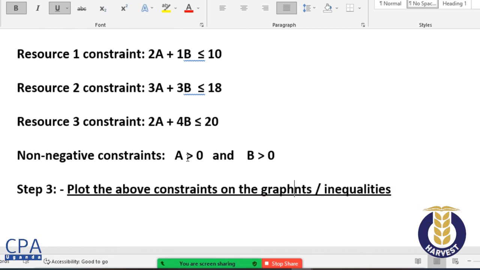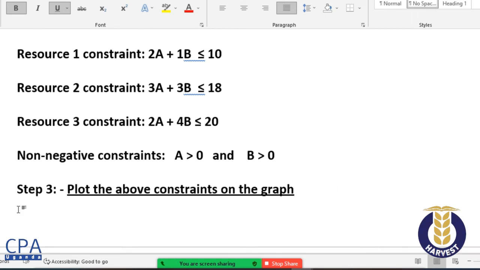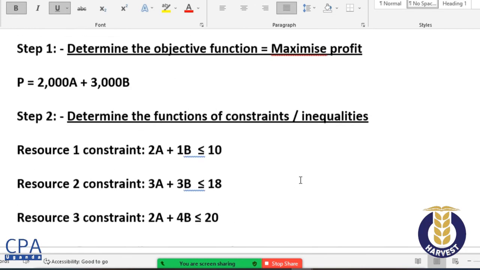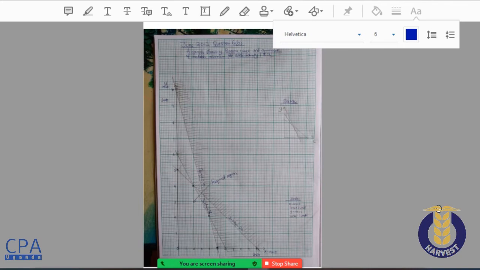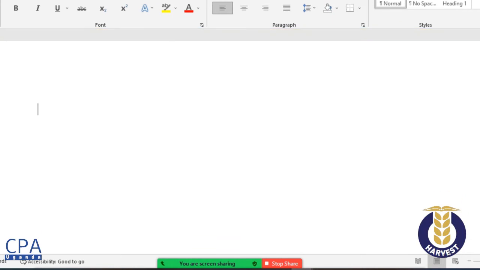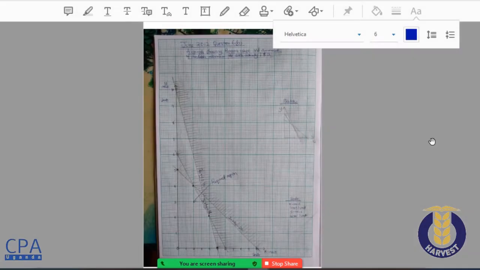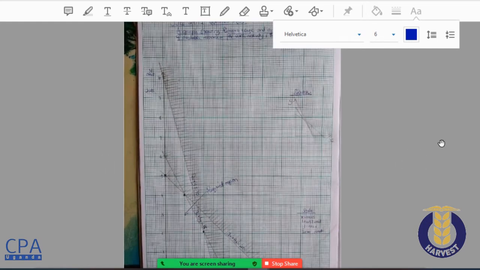The constraints in step number 3 are plotted on the graph, but before you do that, you need to have a sketch. So I'm going to share the graph for this particular question from one of my students. Now, number 1, when you are doing the graph, the graph must cover 3/4 of the graph paper.